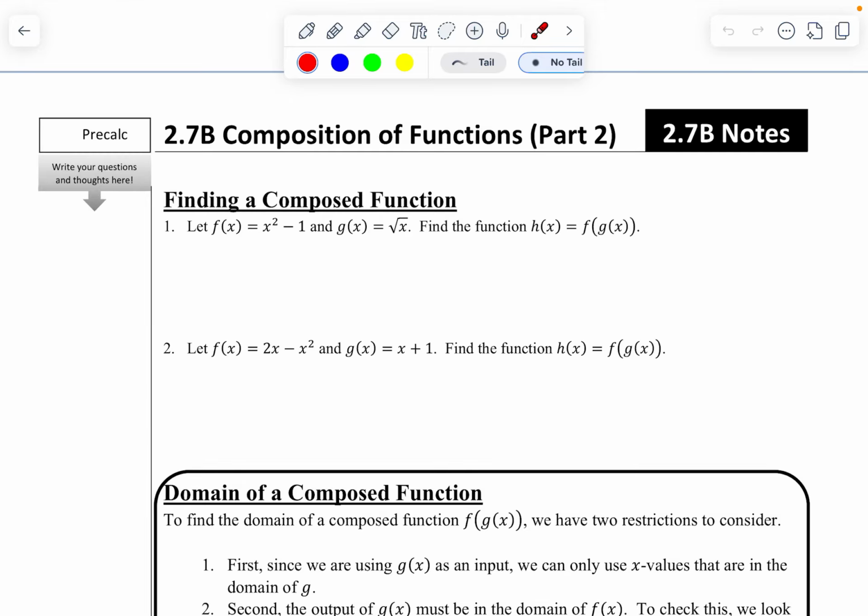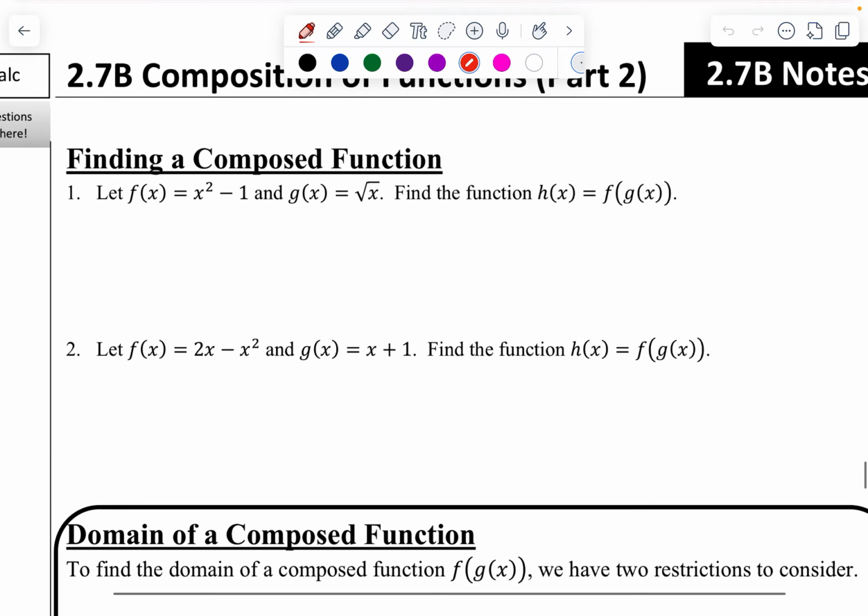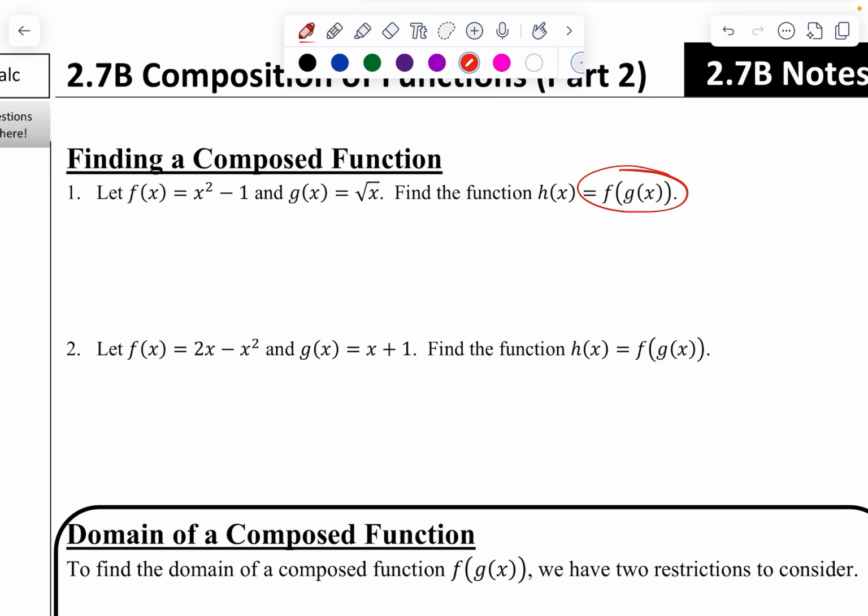Hey guys, we're back. Let's go ahead and start talking about composition of functions, but the second part, we're doing a little bit more of it. So here's how to find a composed function that doesn't have a specific value. You notice here that we're looking for f of g of x, not a specific value. So here's what you're going to do.